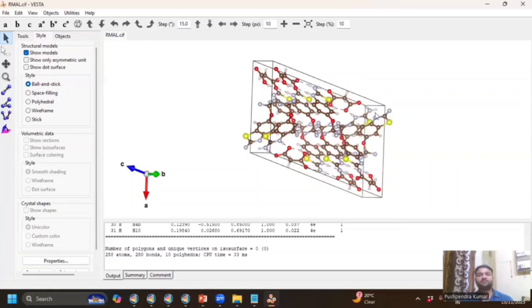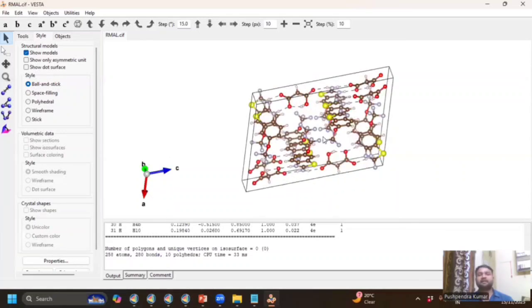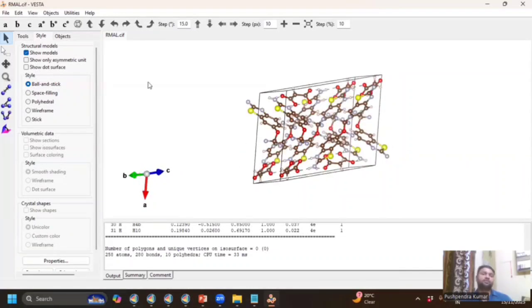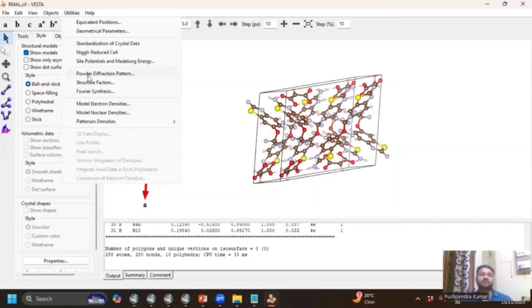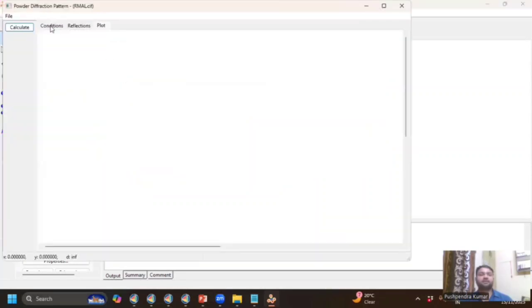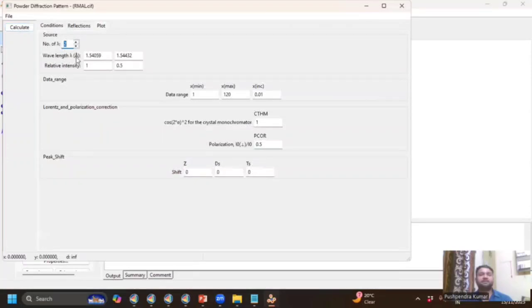After solving this, we can also take the PXRD data from this structure, corresponding to this unit cell. For getting the PXRD data, we have to go to Utilities. We click on Utilities and go to Powder XRD data. Here we can see the powder diffraction pattern. As we click on this, we get the conditions. This is the wavelength used by the X-ray diffraction, and these are the data range.